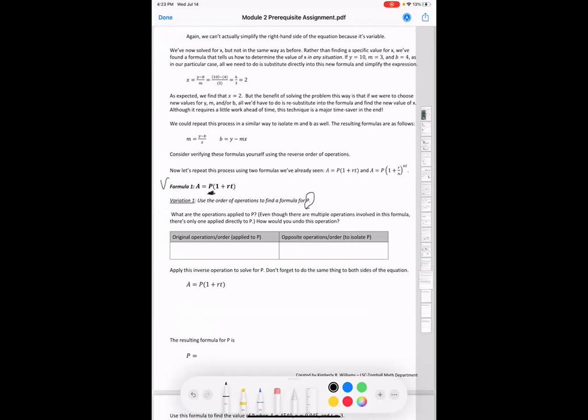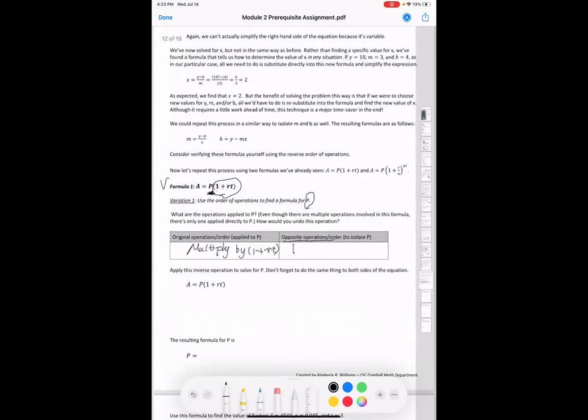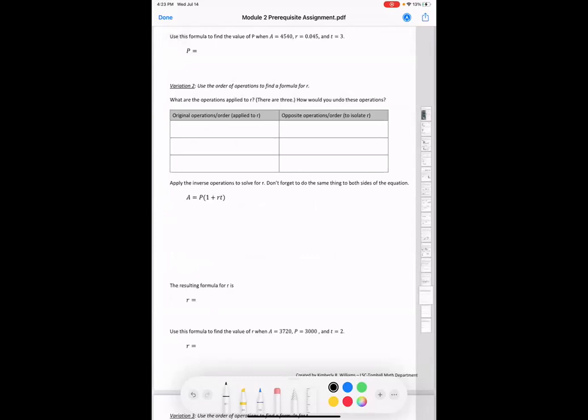We need to identify the order, use PEMDAS. So it's multiplication: P times 1 plus RT, all of this part. So I can say multiply by 1 plus RT. The opposite operation of this is divide. Divide by 1 plus RT. So use this here, and we will get P equals something. And then plug in the information and find the value of P.